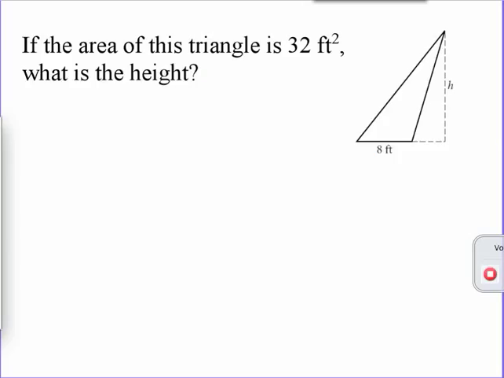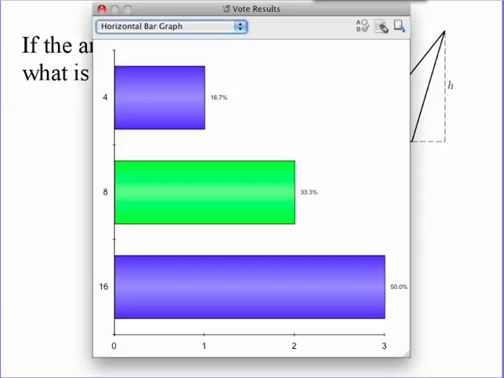If the area of this triangle is 32 feet squared, what is the height? Oh, whoops. Yeah. 8. Oh, got it wrong. Now, for those of you that thought 16, once again, you forgot to divide by 2.